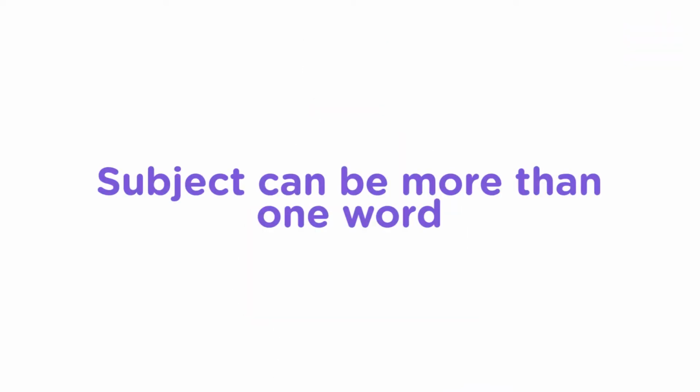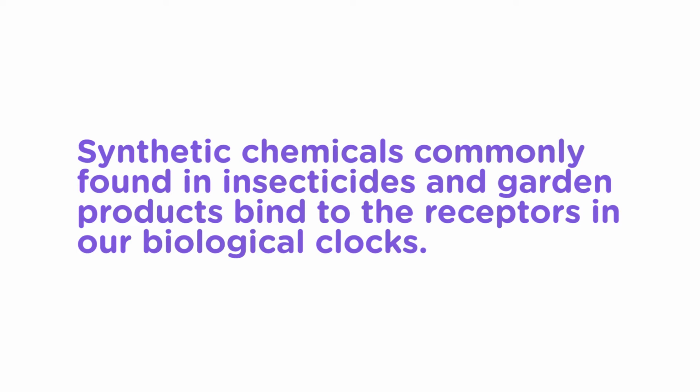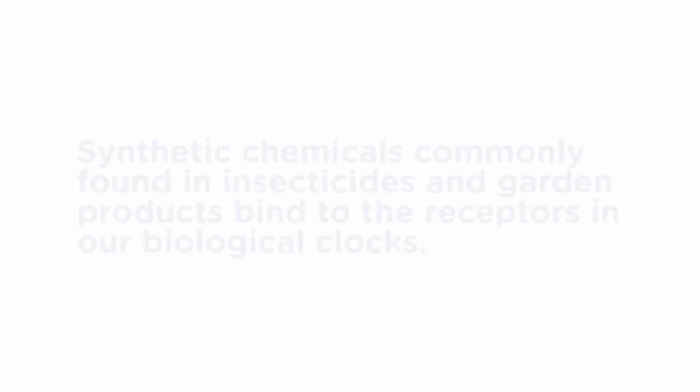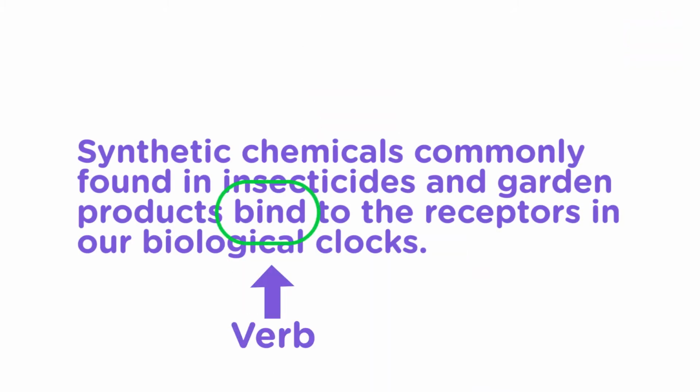Subject can be more than one word. It's important to know that a subject can be more than one word. In fact, the subject is all of the information before the verb. Look at this sentence. Synthetic chemicals commonly found in insecticides and garden products bind to the receptors in our biological clocks. Can you identify the subject? Let me give you a hint. The verb is bind, so the subject is every single word before the verb. It's synthetic chemicals commonly found in insecticides and garden products.